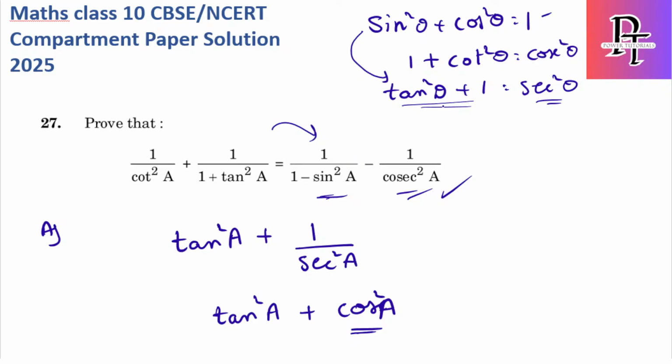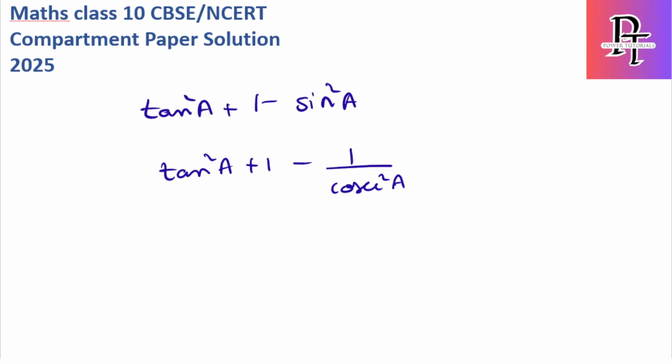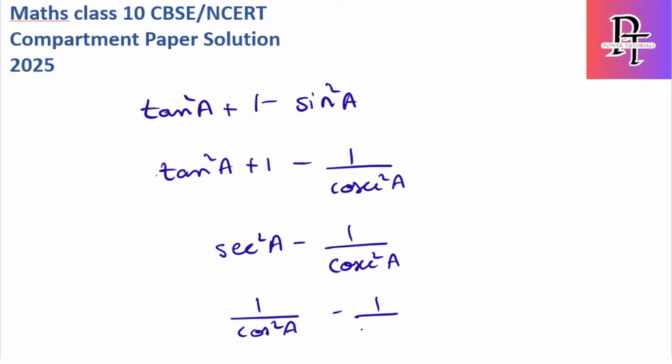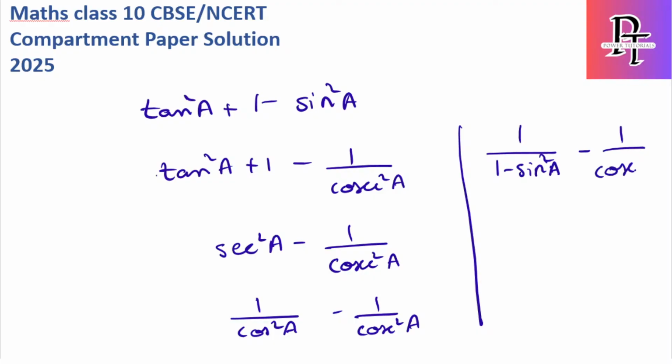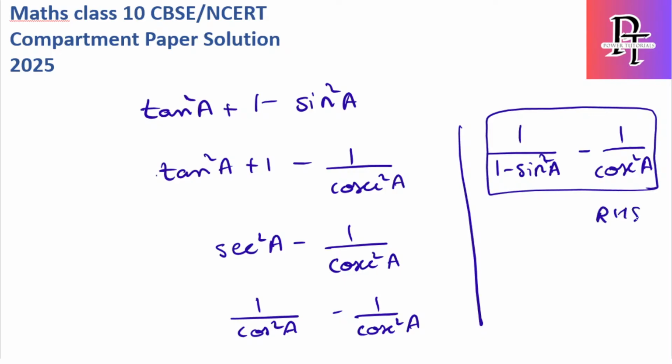What we have is 1 by 1 minus sine square A. So now again, what is 1 plus tan square A? 1 plus tan square A is secant square A. So 1 plus tan square A, I have it here, I will convert into secant square A minus 1 by cosecant square A. So secant square is nothing but 1 by cos square A, minus 1 by cosecant square A. Now again 1 by cos square A, I can write cos square as 1 minus sine square, minus 1 by cosecant square. See, this is nothing but RHS.